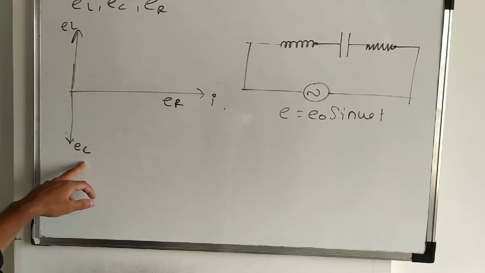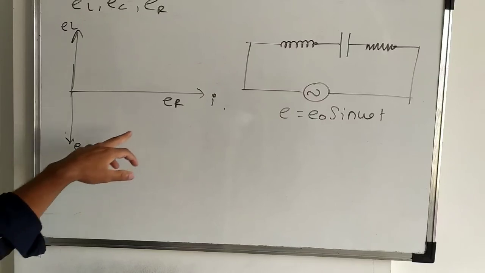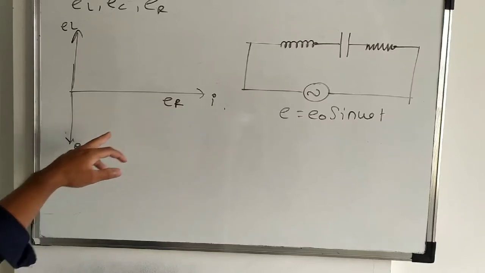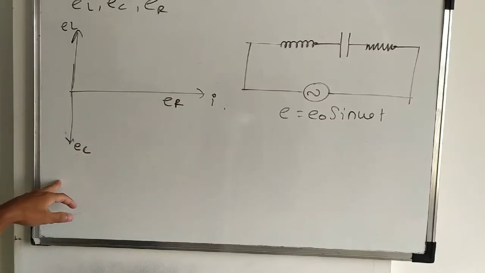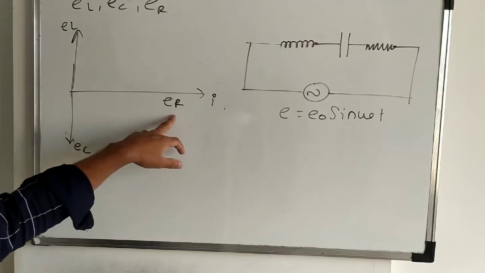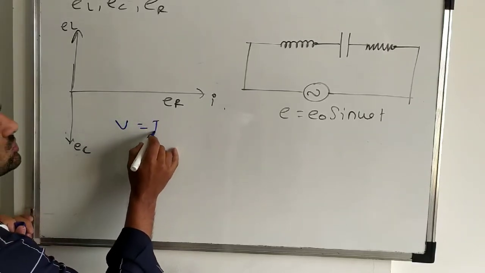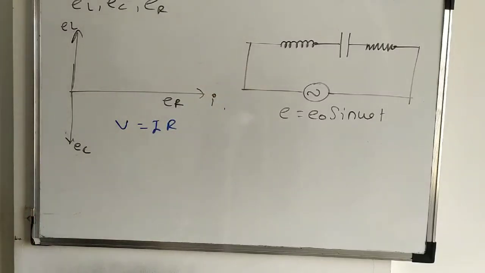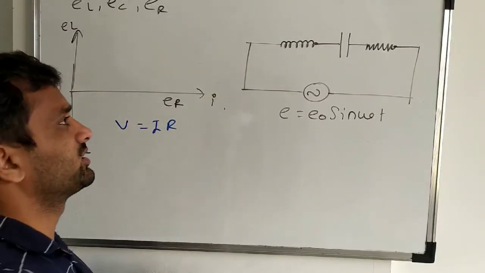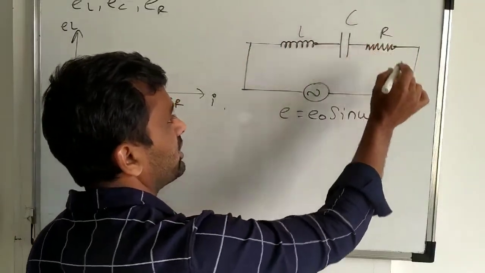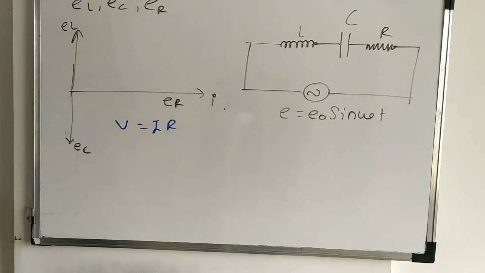RMS value of the EMF for capacitor lags behind the current by 90 degree. So we have plotted the value of EC along the negative Y axis, but ER and I are in the same phase with each other. Therefore we have plotted both on the same axis. How we can write the values? According to Ohm's law, V is equal to IR. In this circuit also we can see the inductor, capacitor and resistor. Inductor, capacitor and resistor are connected in series. Therefore the value of current in this case would be same.